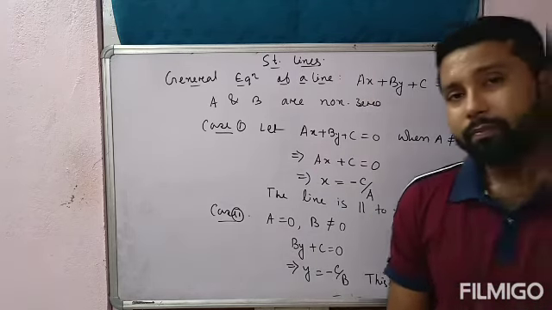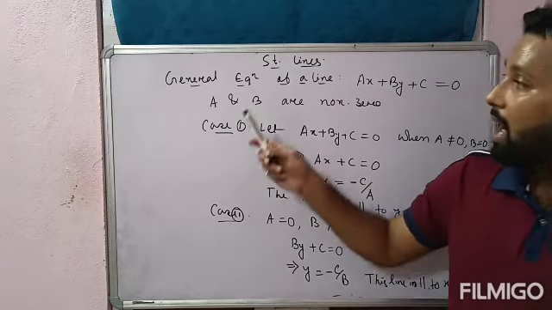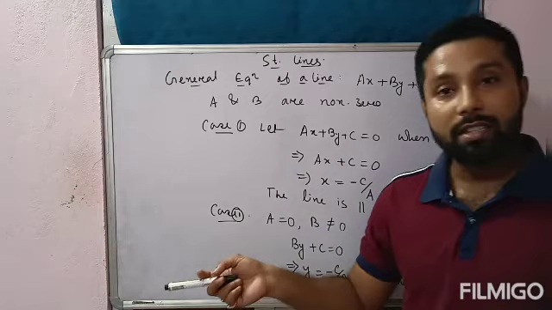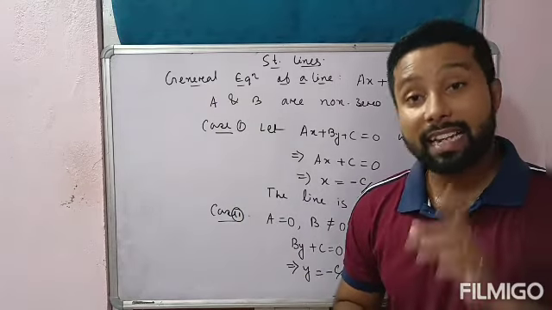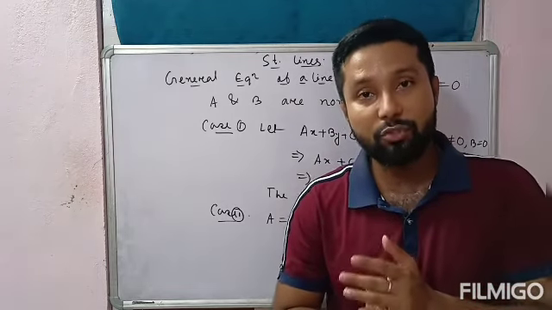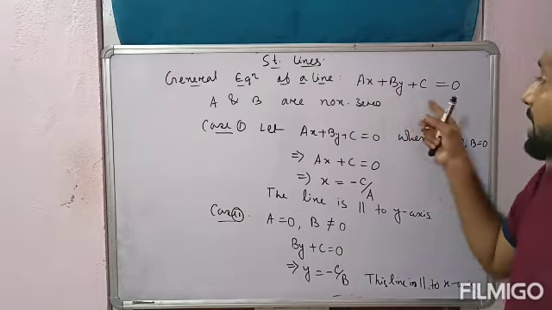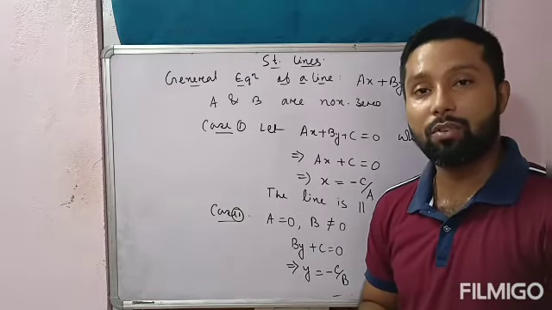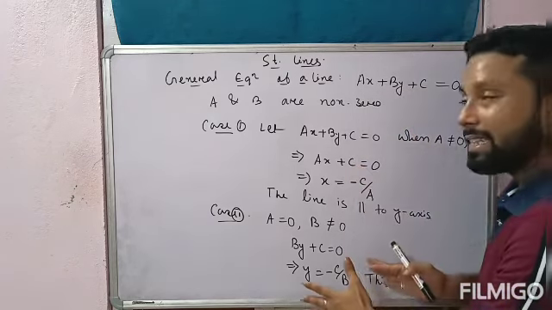Now I will discuss how we can reduce the general equation into standard forms. Standard forms means the various equations of a straight line that I have already discussed. So how can we reduce this linear equation into all those equations? Now I am going to discuss that part. Okay, so once again I am repeating this one.